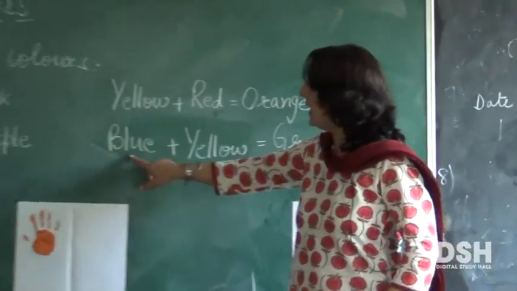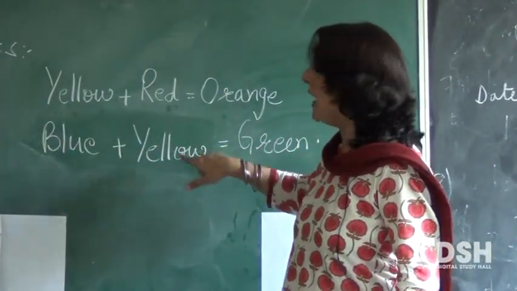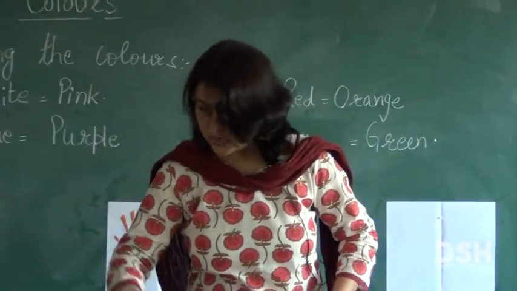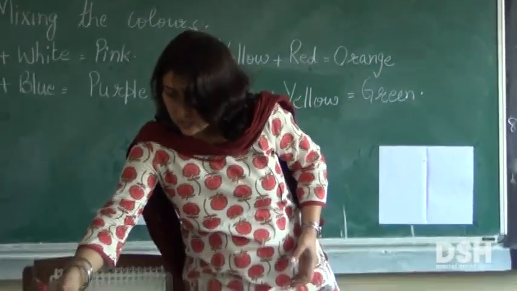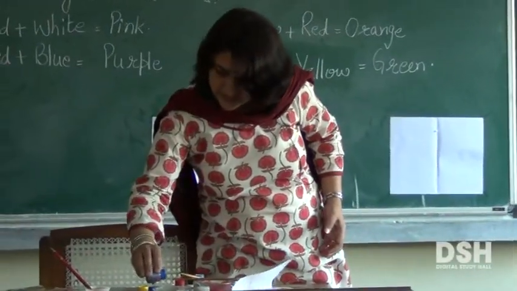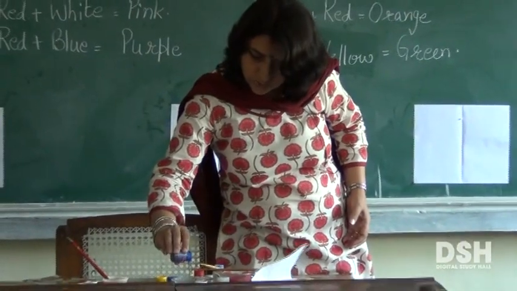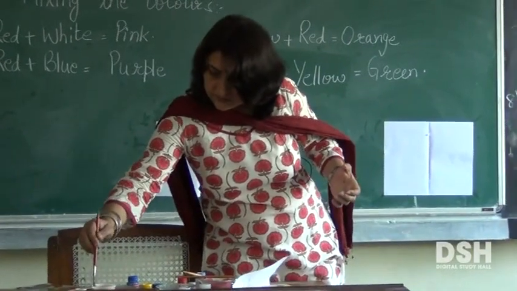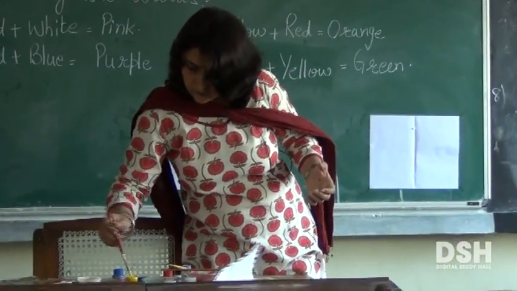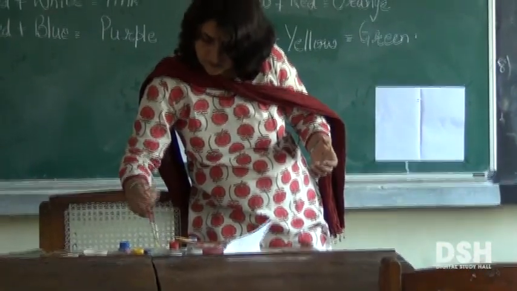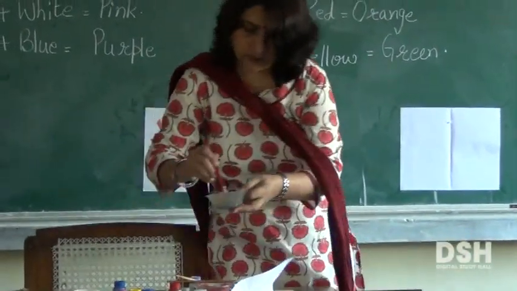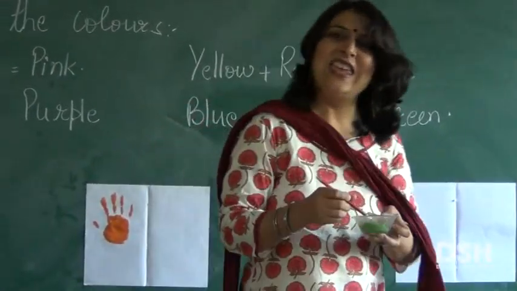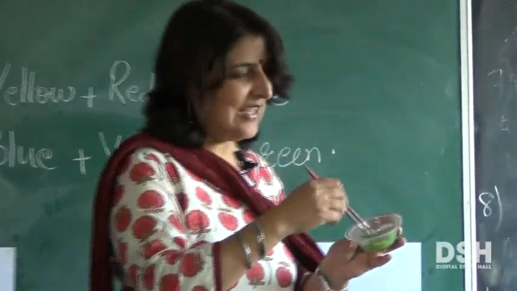Now next is, which color is this? Blue. Blue and? Yellow. Okay, it will be blue and yellow. Let's see. This is blue, and I will mix yellow in it. Now, which is this color? Green. Yellow and blue is? Green.